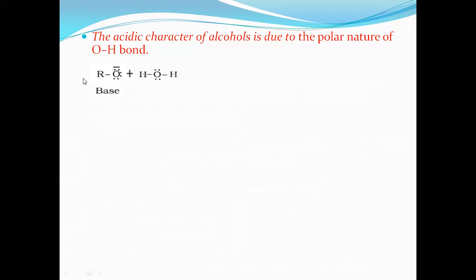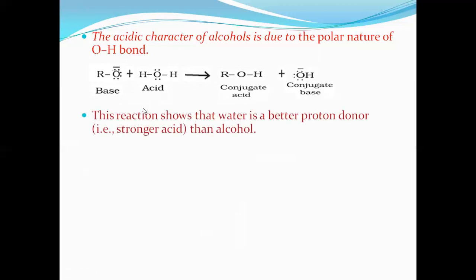Say when alcohol loses its proton, it becomes what? RO minus. When it reacts with water, here water acts as an what? Acid. Since RO minus is a nucleophile, it acts as a base. And we will get what? Alcohol. It's a conjugate acid, and OH minus is the conjugate base. This reaction shows that water is a better proton donor.